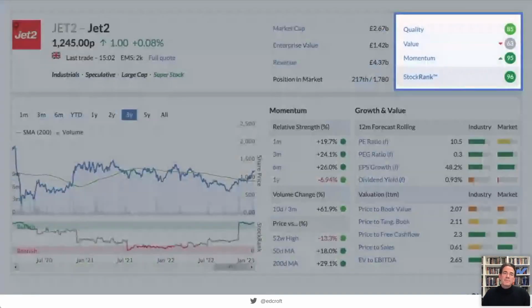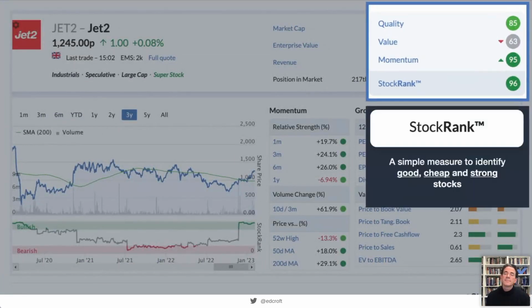Okay, first up. Now, I'm sure many of you are very familiar with the stock ranks. There are these 4 numbers we have up in the top right corner. And they are simple measures to identify good, cheap, strong stocks: quality, value, momentum. And I've written a bit of an ebook on this. It's going to be published in a few months, and it will go into a lot more extensive detail then. We're coming up to the 10-year anniversary of the stock ranks, and they're very powerful measures.